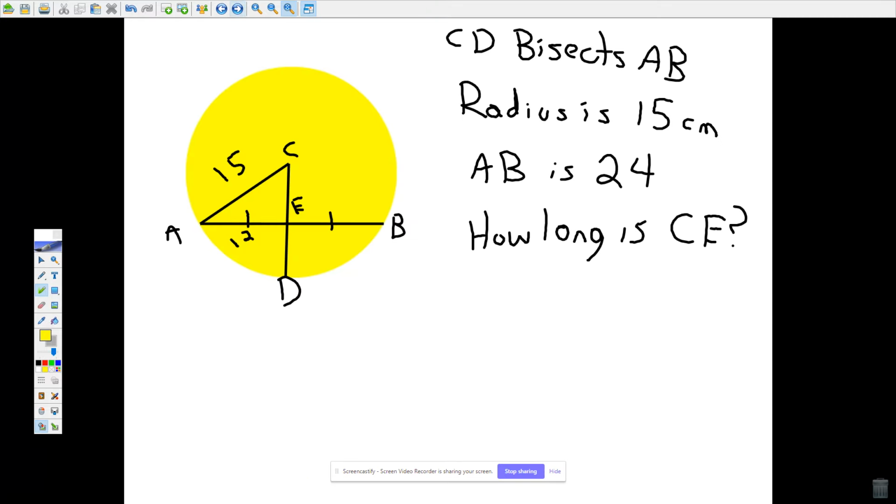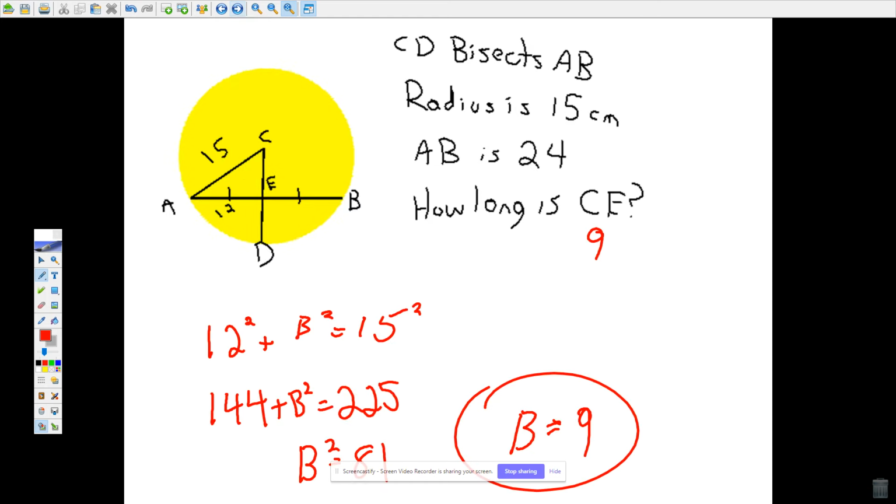Next question. You were given that CD bisects AB, the radius is 15, and AB is 24. And how long is CE? Please try now. The answer is CE is 9.